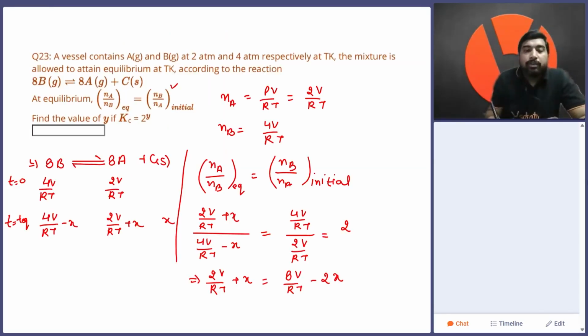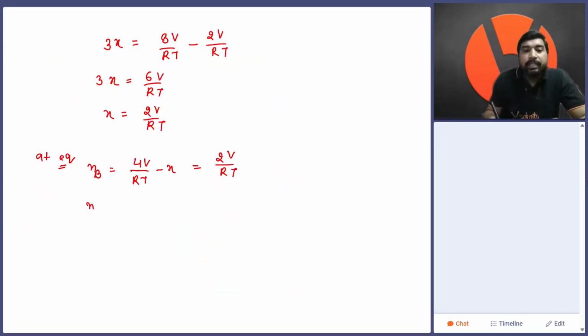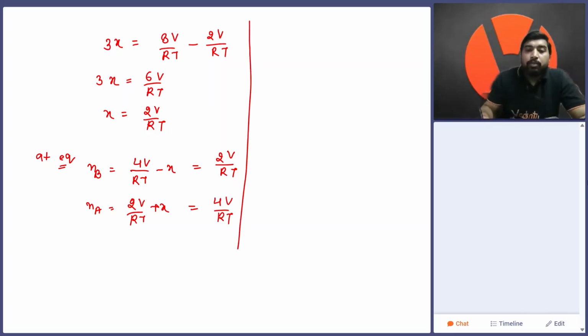In the case of B, for A, that is Na is equal to 2V upon RT plus X, that will become equal to 2B 4V upon RT. Now we need to find the concentration of Na and Nb. So concentration of B at equilibrium.